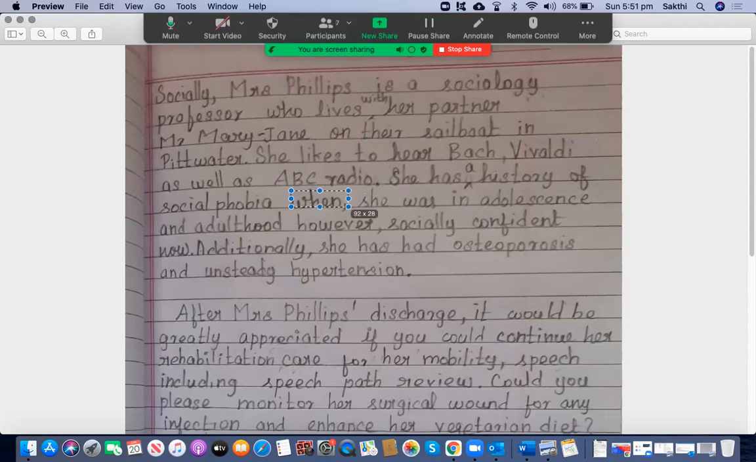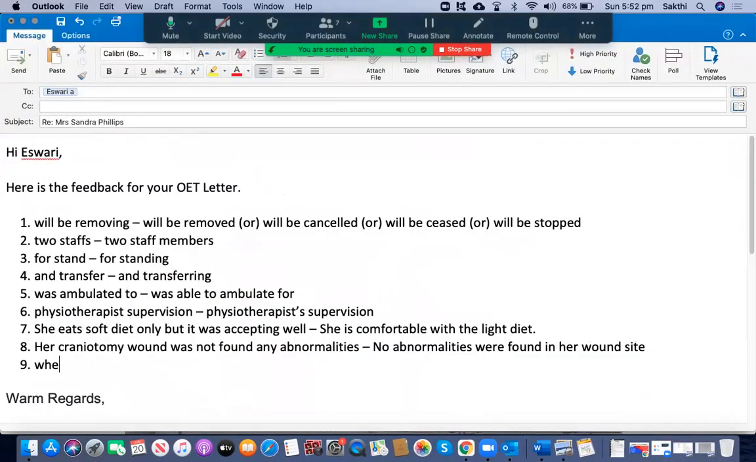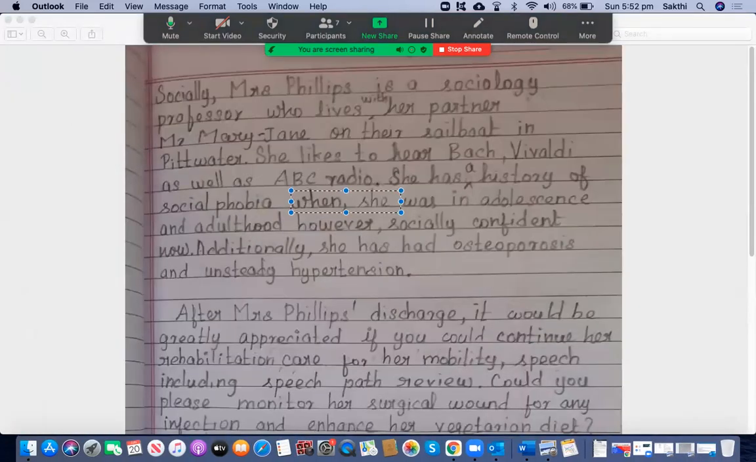When she was, you don't need to put a comma here. This is wrong. In this case, what you should have done is removed it. Remove the comma, please. So it should be without any comma. When she was in adolescence and adulthood.